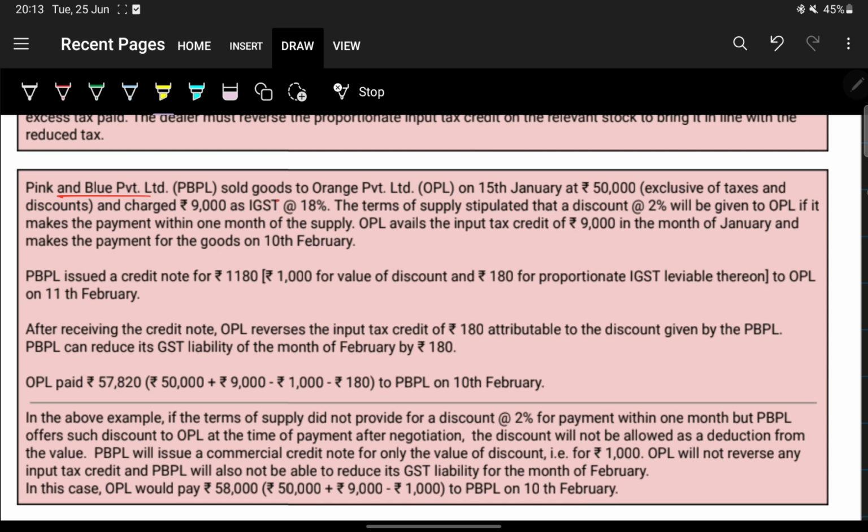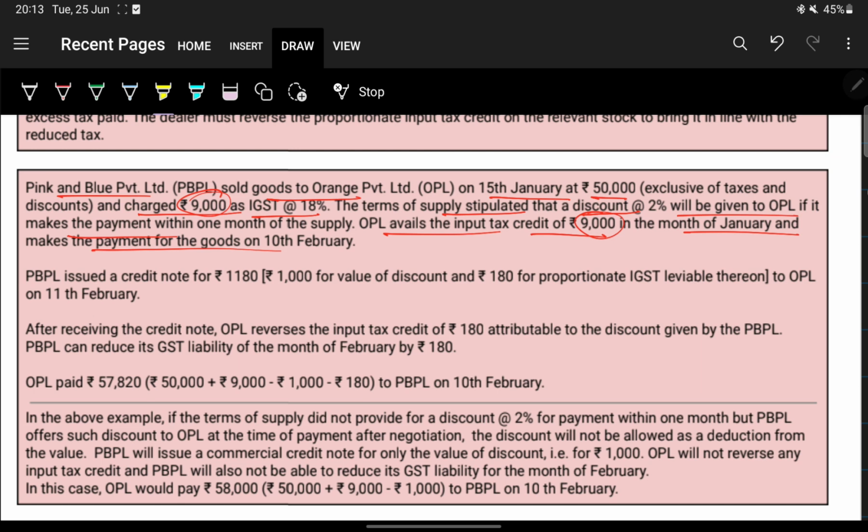Pink and Blue Private Limited sold goods to Orange Private Limited on 15 January at 50,000 rupees and charged 9,000 as IGST at 18%. The terms of the supply stipulated that a discount of 2% will be given if it makes payment within 1 month of supply. OPL avails the input tax credit of 9,000, meaning the full amount, for the month of January and makes the payment for the goods on 10th February.